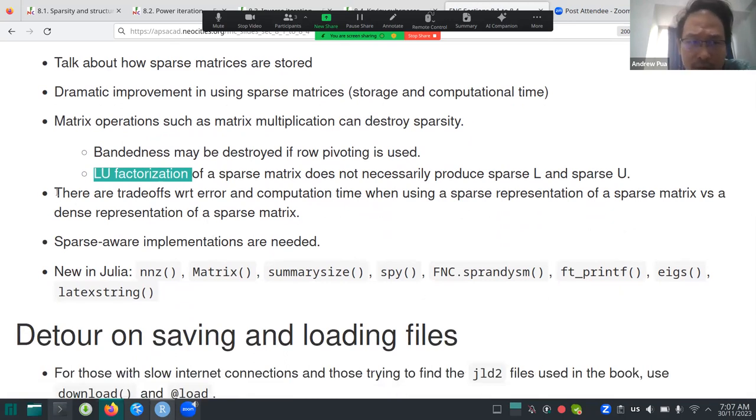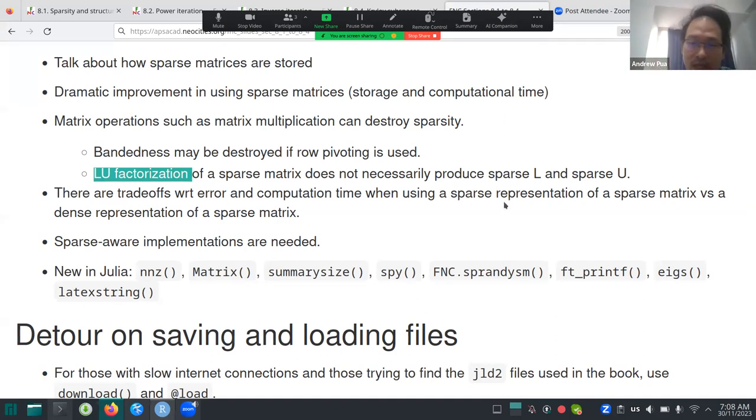And then there's a final example in the section that talks about the trade-offs with respect to the error and the computation time when using sparse matrices. It's specifically when you use a sparse representation of a sparse matrix and a dense representation of a sparse matrix. The difference is that a dense representation of a sparse matrix means that the zeros are actually recorded. You store the fact that a particular entry that happens to be zero is actually zero, and you devote computer space for that.